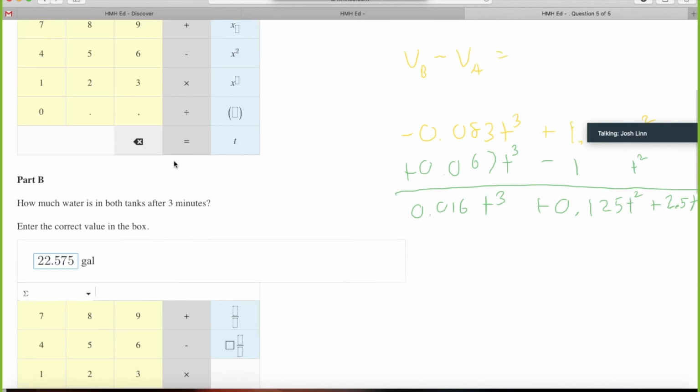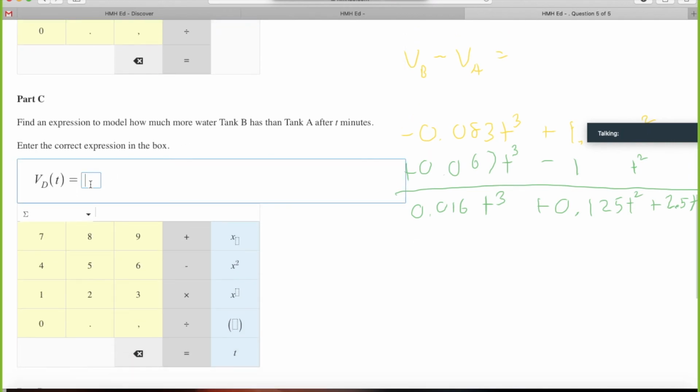So we're going to go back down here. So we'll enter this in: 0.016 T, and then we do the exponent, plus 0.25 plus 2.5 T, and done.